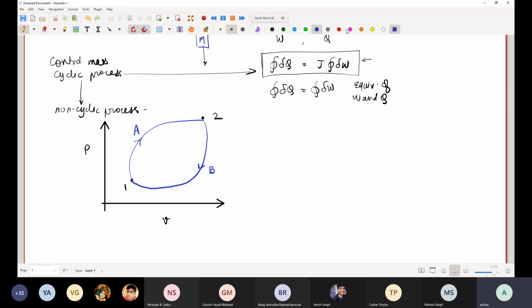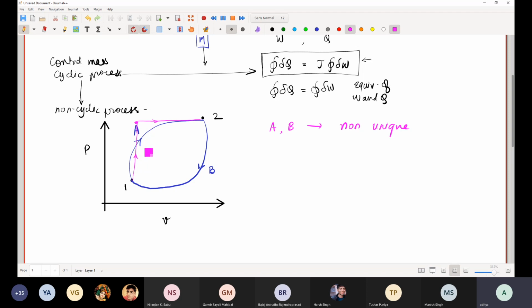Now we can imagine another way of doing it. So process A, process B are non-unique. Meaning I could have gone from point 1 to point 2 in any manner. I could have done this also. I could have done this also. I could have gone in any way. In fact, a very pragmatic way would be isochoric heating. I could go isochoric heating like this and then isobaric expansion like this. This is also valid. No problem.